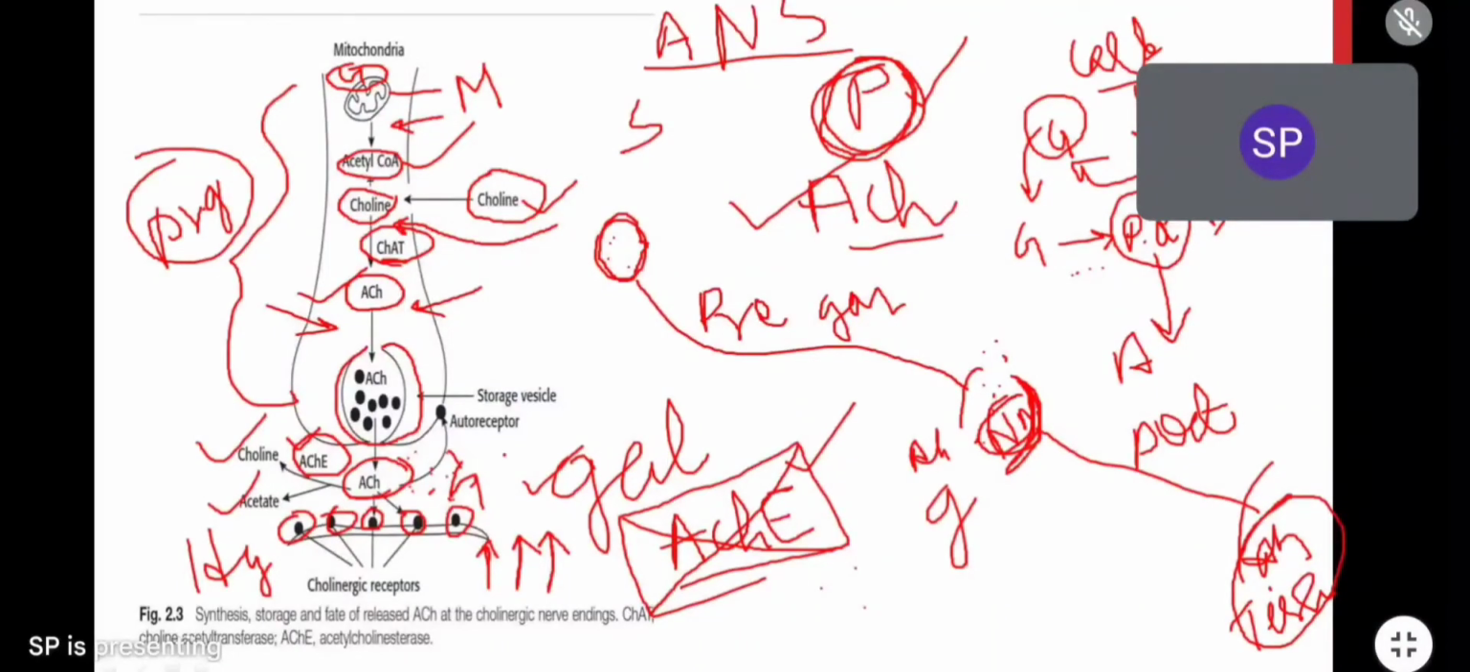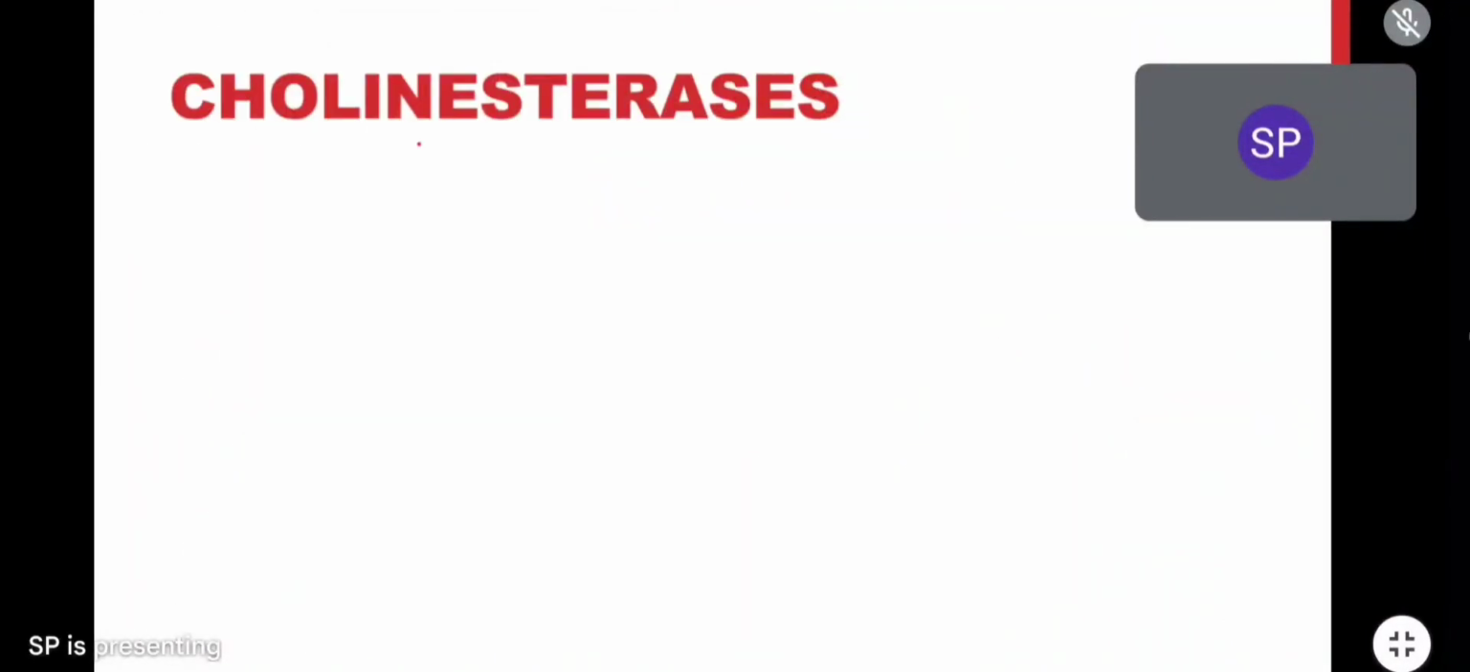Now I will explain in detail the actions of acetylcholine on different tissues and on different receptors. Do you want to learn the actions of acetylcholine now? Are you all interested? Following. Now see, now the fun will begin. Is everyone clear till here? Exactly. See, the acetylcholinesterase enzyme tries to break down the acetylcholine. That is the main action of acetylcholinesterase.